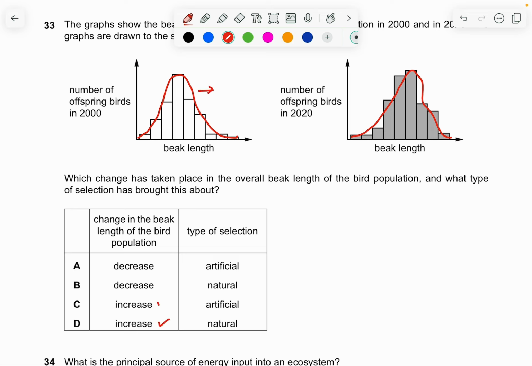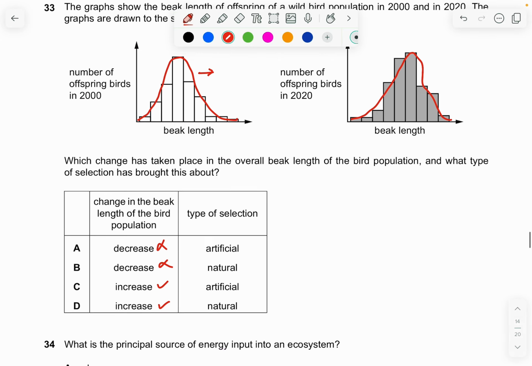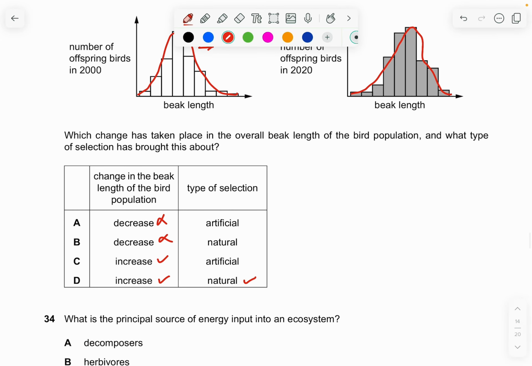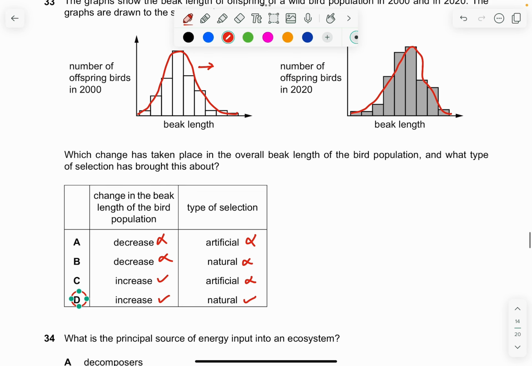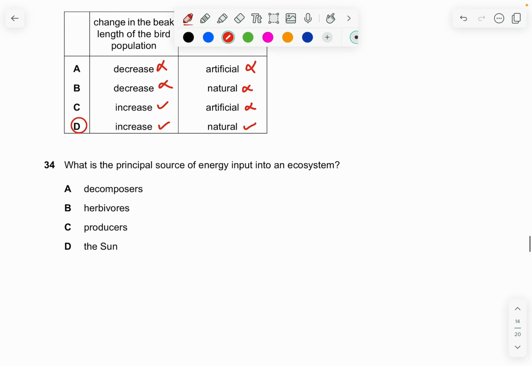So this is an increase. The type of selection from 2000 to 2020 is natural selection. So it's definitely not artificial. So the answer is D. Because if it's artificial, there will already be a big spike, and it doesn't really show so many different kinds of beak lengths, because artificial selection is specific to that desired characteristic that you want. So that is the final answer.